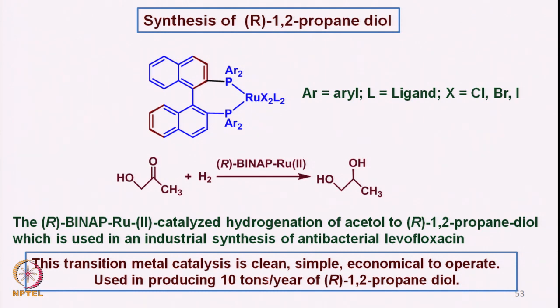Now this particular hydroxy ketone, which is again a prochiral ketone, and this particular ruthenium complex has been utilized in the synthesis of this 1,2-propanediol having R configuration here. Now this particular molecule is very useful to prepare using this protocol, and economically it is easy to operate, and its preparation has been shown to be useful for producing 10 tons of such a molecule per year by using these catalysts, and therefore it is very commendable that such a reaction can be done in a catalytic fashion. And this is basically an intermediate for the synthesis of antibacterial levofloxacin, and therefore it is of high commercial utility.